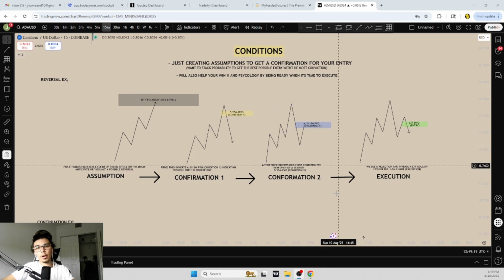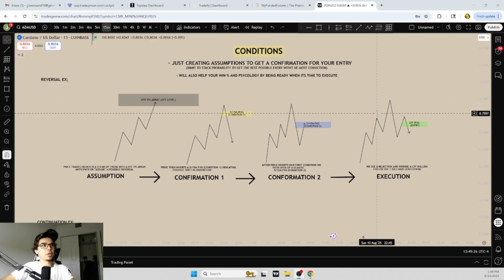Don't be frightened by what you're looking at. We'll go over it multiple times. Another reason why I use conditions is it helps your win percentage a lot, right? Because you know what trade's a good trade, what trade's a bad trade, right?